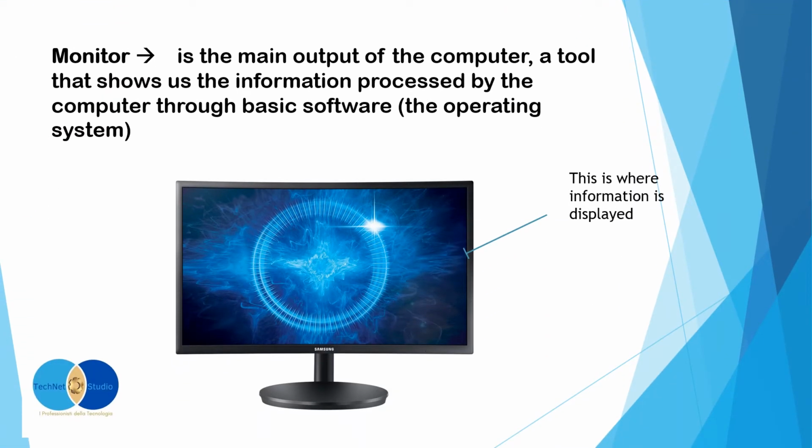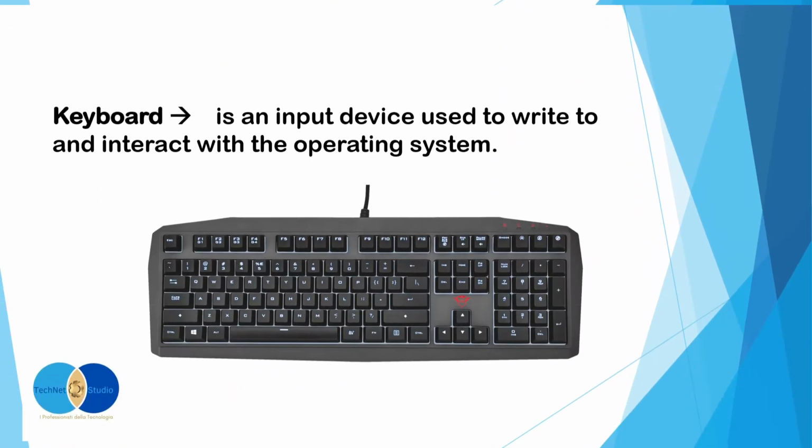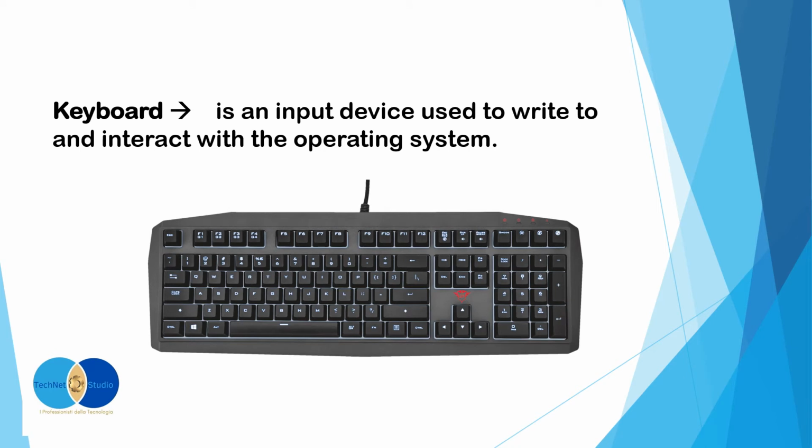Okay, now we will analyze the components of the hardware, beginning with the monitor. What is the monitor? The monitor is the main output of the computer, a tool that shows us the information processed by the computer through basic software, so the operating system. Another part of the hardware is the keyboard, which is an input device used to write to and interact with the operating system.